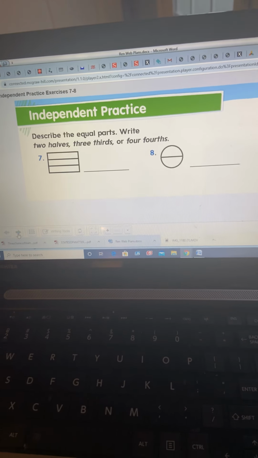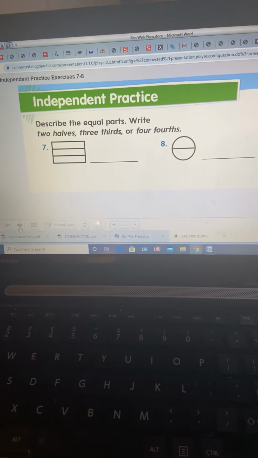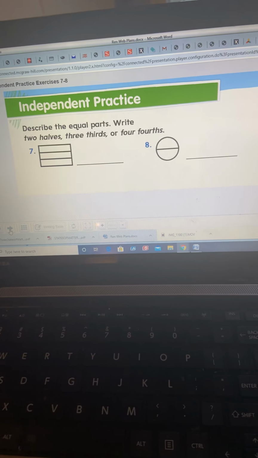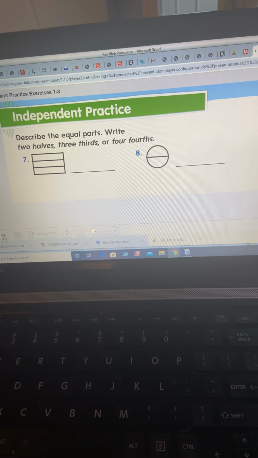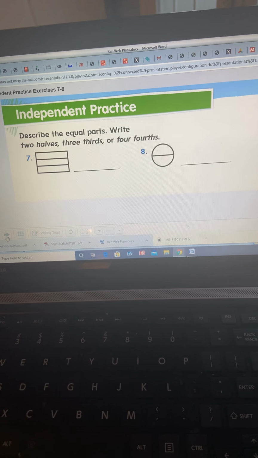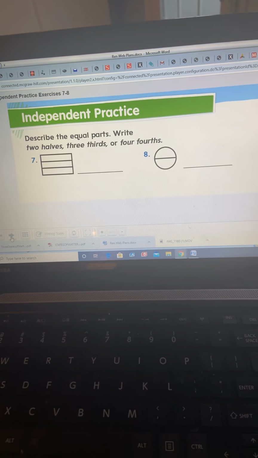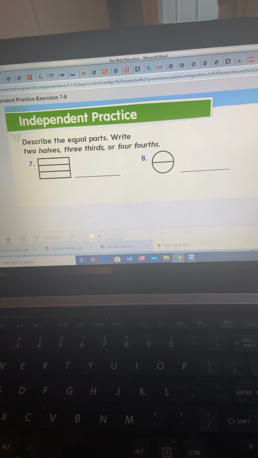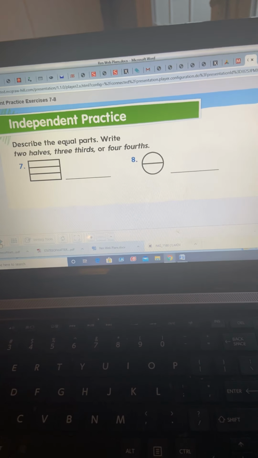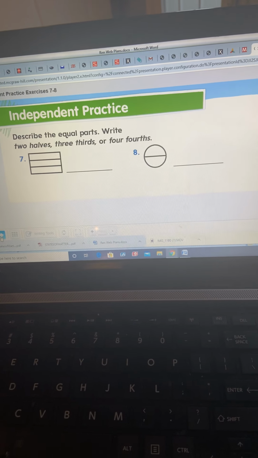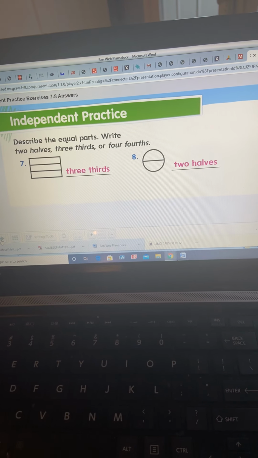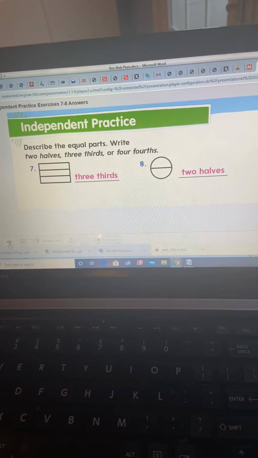Now you're going to move into some more practice. Your homework is going to be your seat work, so I'll go over this with you. Would number 7 be 2 halves, 3/3, or 4/4? Would number 8 be 2 halves, 3/3, or 4/4? Easy peasy. There you go. 3/3, 2 halves.